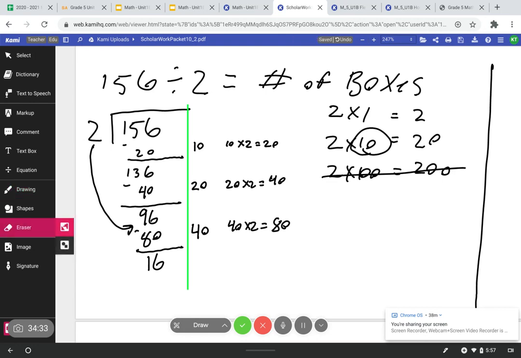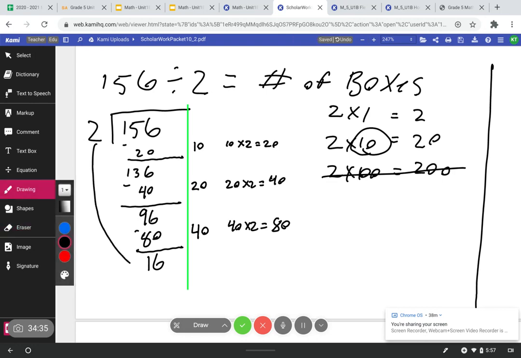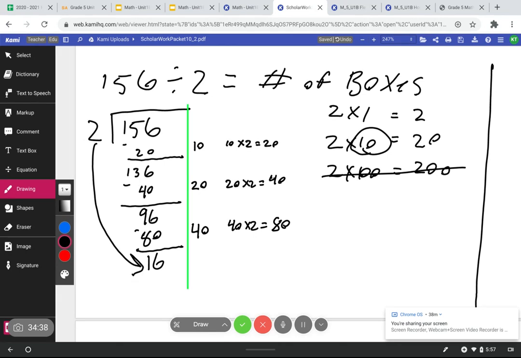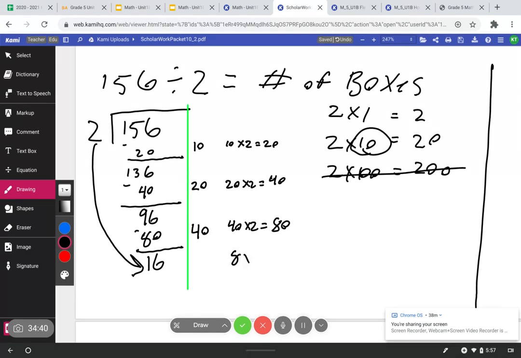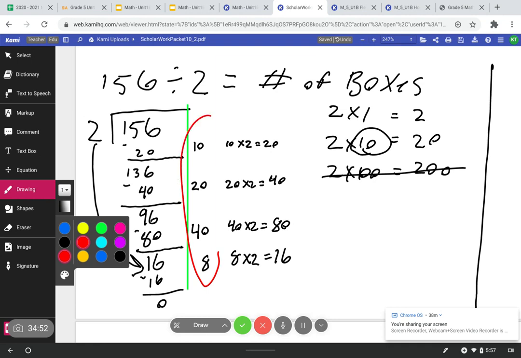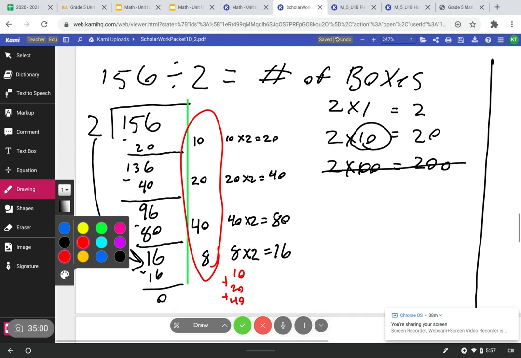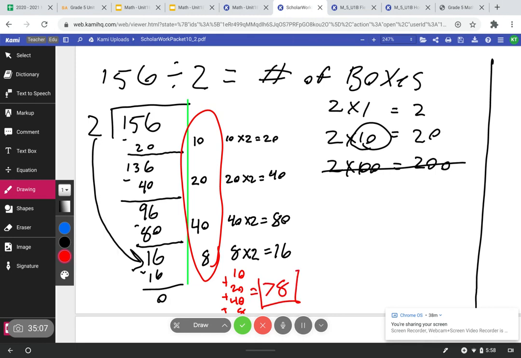Now I'm asking myself, how many times does 2 go into 16? 8 times 2 equals 16. So I'm going to do 8 groups. 16, and I'm done. Look at that, 0. So now I need to add up the total number of groups. So 10 plus 20 plus 40 plus 8, that is going to be 78 groups.